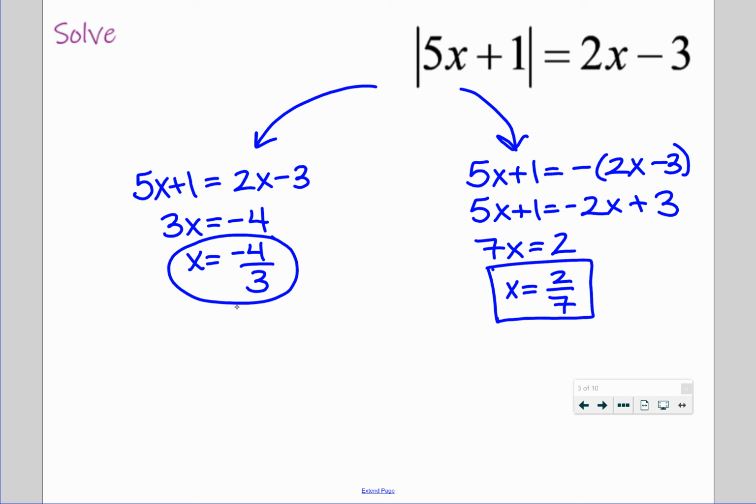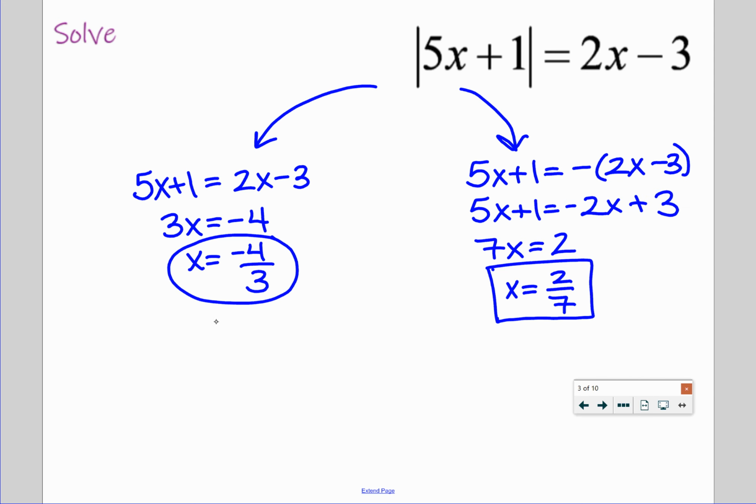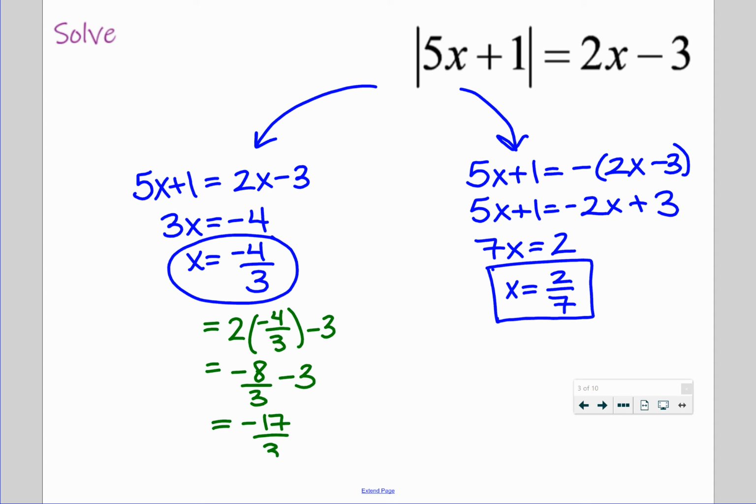So, for example, when I plug negative 4/3 in, just on that right side, 2 times negative 4/3 minus 3, I'm going to have negative 8/3 minus 3, which you can keep simplifying if you want to. This is negative 17/3, but even before that, you can see that that right side is going to be a negative number. And we know that this left side is always going to be a positive number. So negative 4/3 is an extraneous solution.